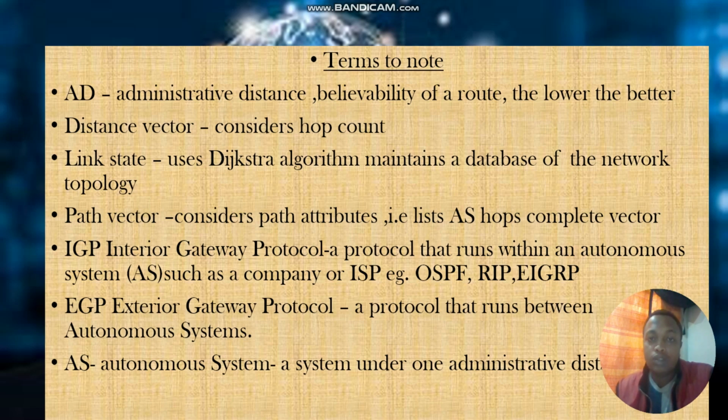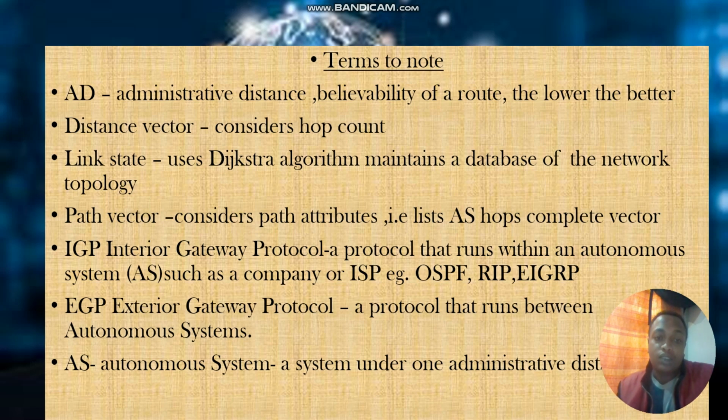Then we have a link state routing protocol, and this uses the Dijkstra algorithm to maintain a database that is a map of the network topology. So each router will have a map of the topology of the network, or how routers are basically interconnected with each other.